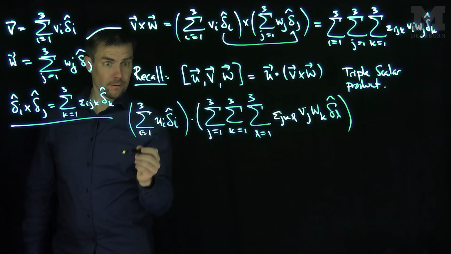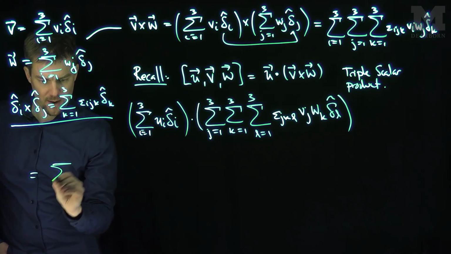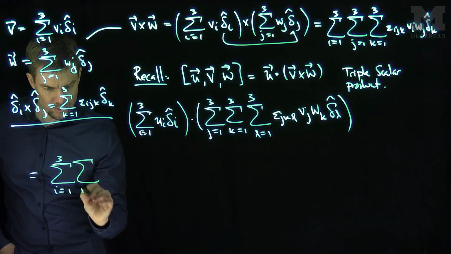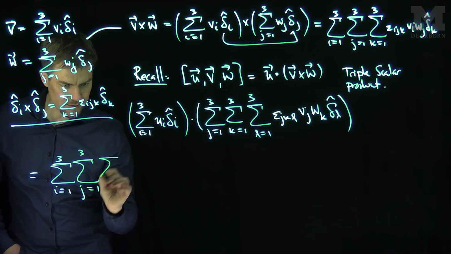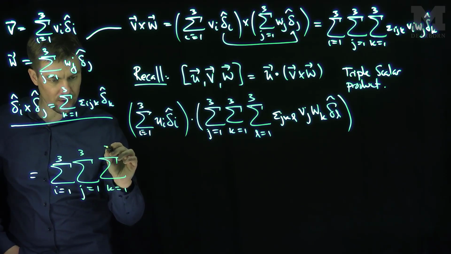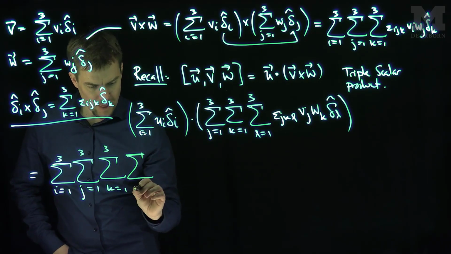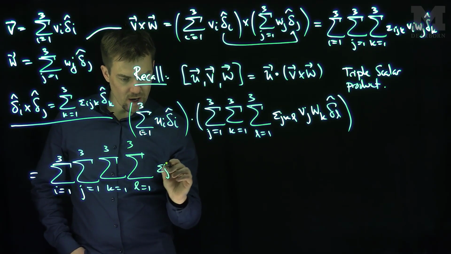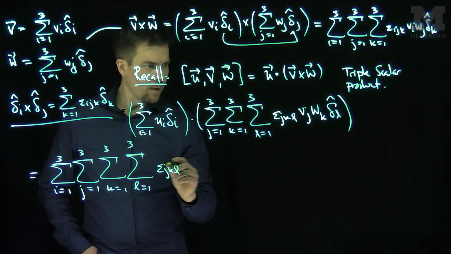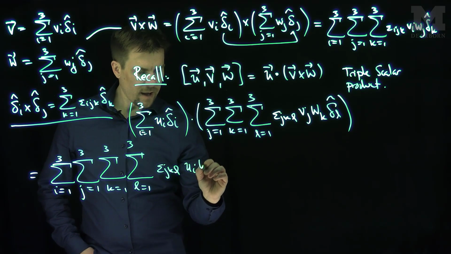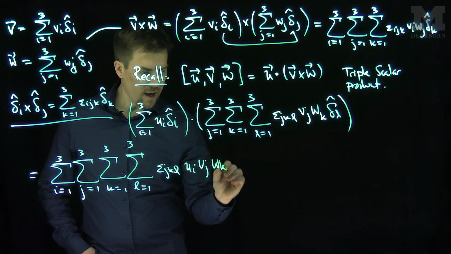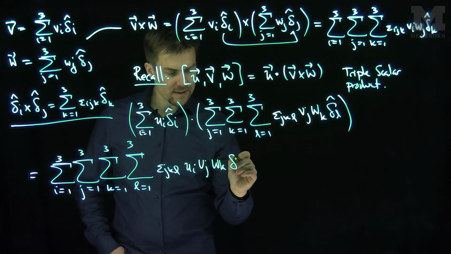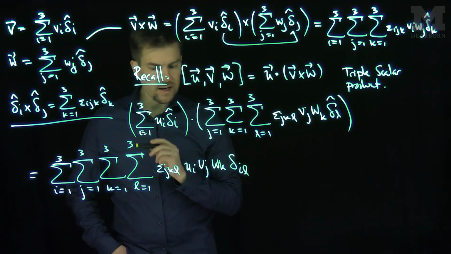Now we're going to have a total of 4 sums when we do this. So this is going to be the sum i goes from 1 to 3, the sum j goes from 1 to 3, the sum k goes from 1 to 3, the sum l goes from 1 to 3 of epsilon jkl. Then we're going to have a ui, a vj, and then a wk. And then we're going to have delta i dot delta l. Delta i dot delta l is the Kronecker symbol, delta il.